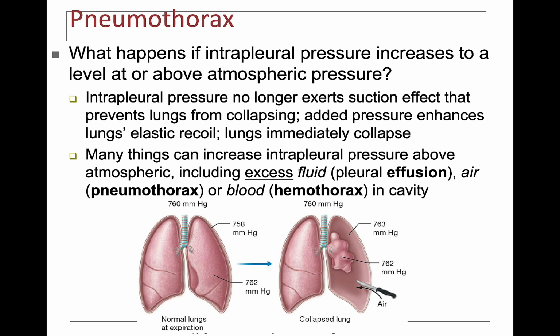Things that can cause it could be a pleural effusion. That could be excess fluid. That may mean that there's something blocking lymphatic flow that builds up extra fluid. Could be a hemothorax, that blood is in the cavity. Could be air equalizing there in that region. So several things can also cause pneumothorax.